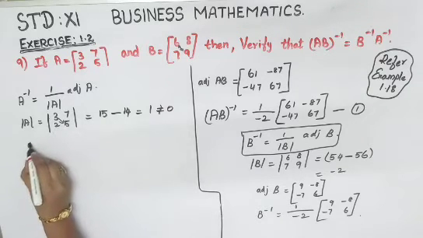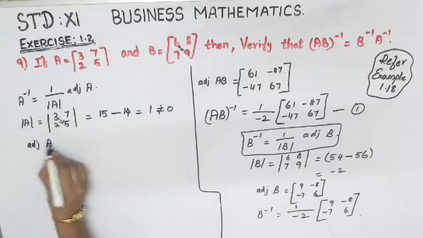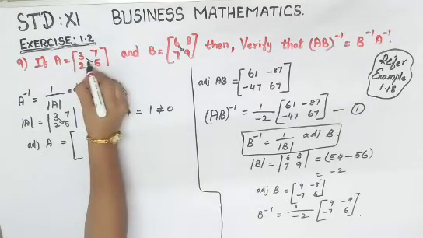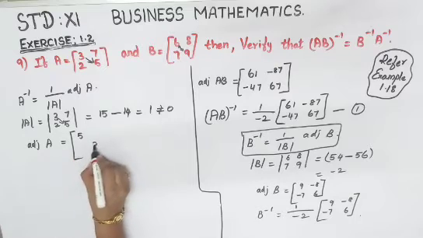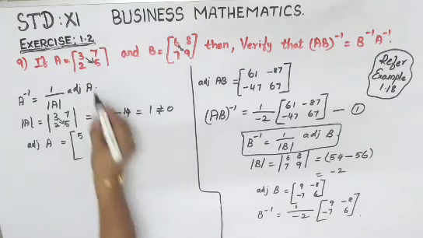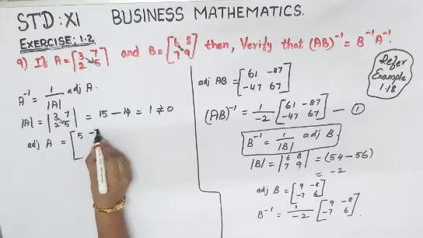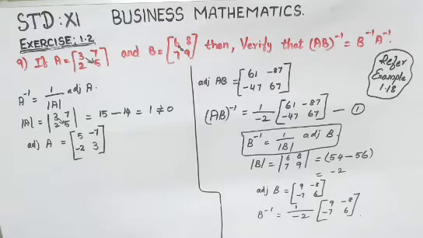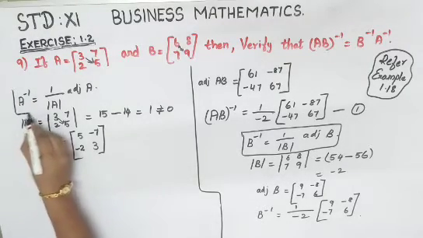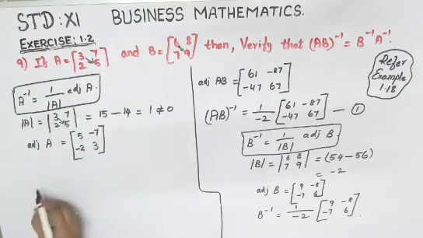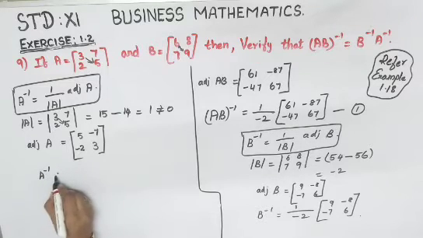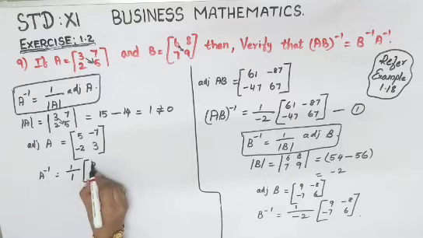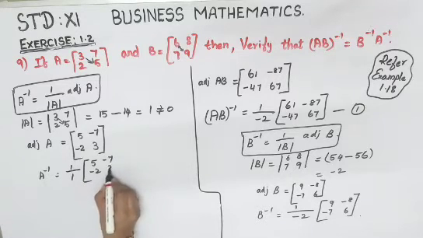Now you will have to find the adjoint of A, using the same format. This 3 and 5 has to be interchanged. 5 will go there and 3 will come here. For 7 and 2, only the sign has to be changed, so minus 7 and minus 2. So now your adjoint of A is ready. Just substitute in the formula for A inverse. So A inverse is equal to 1 by 1 only, the determinant of A is 1, into the adjoint of A: 5, minus 7, minus 2, 3.